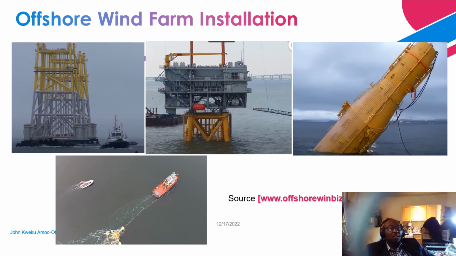So on the top left side, as you can see, this is the structure that supports the substation. First of all, columns are pushed through the seabed, and I'll show you a picture of how it looks. And on top of that, this platform jacket is put on top of it. Then on top of it is the substation.